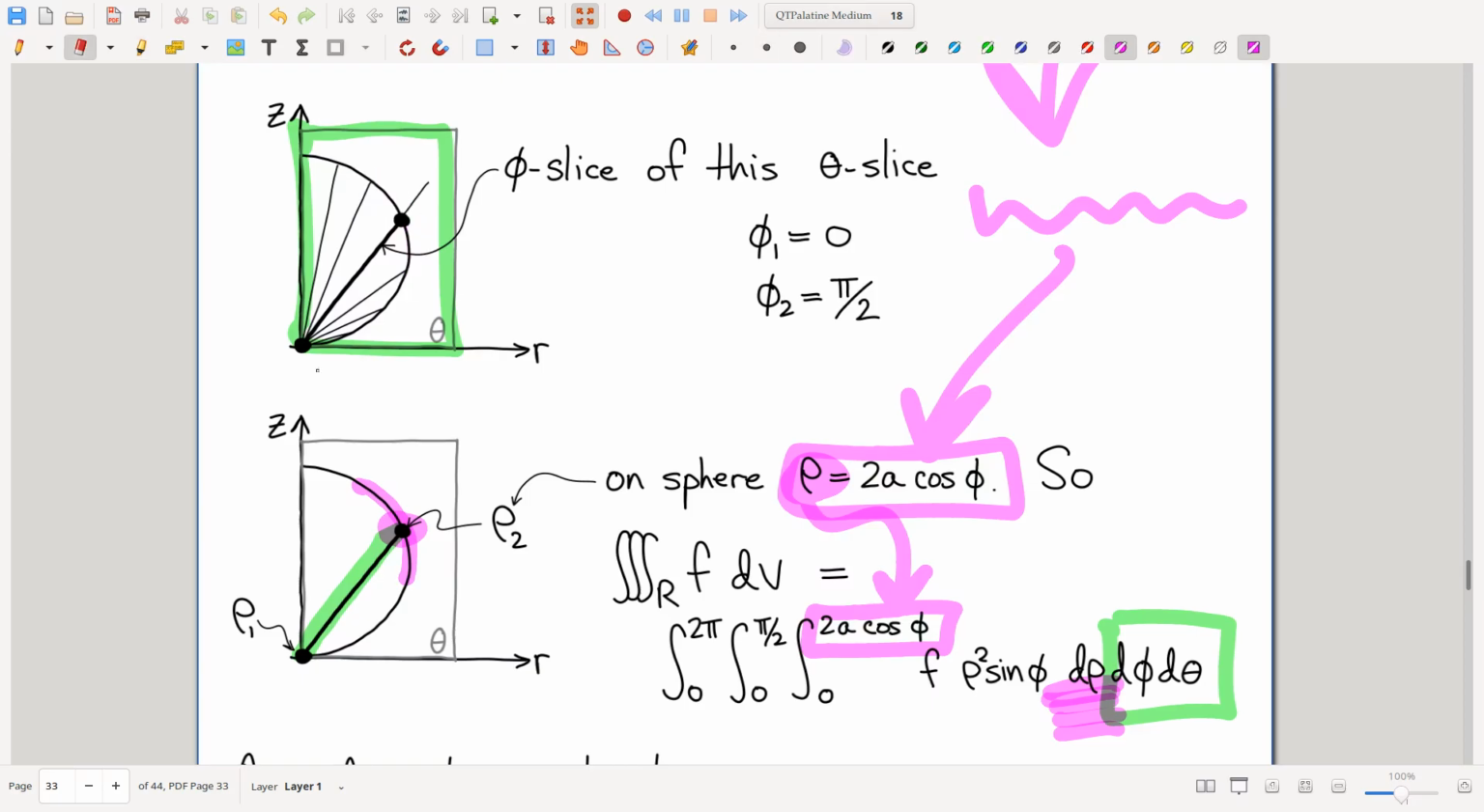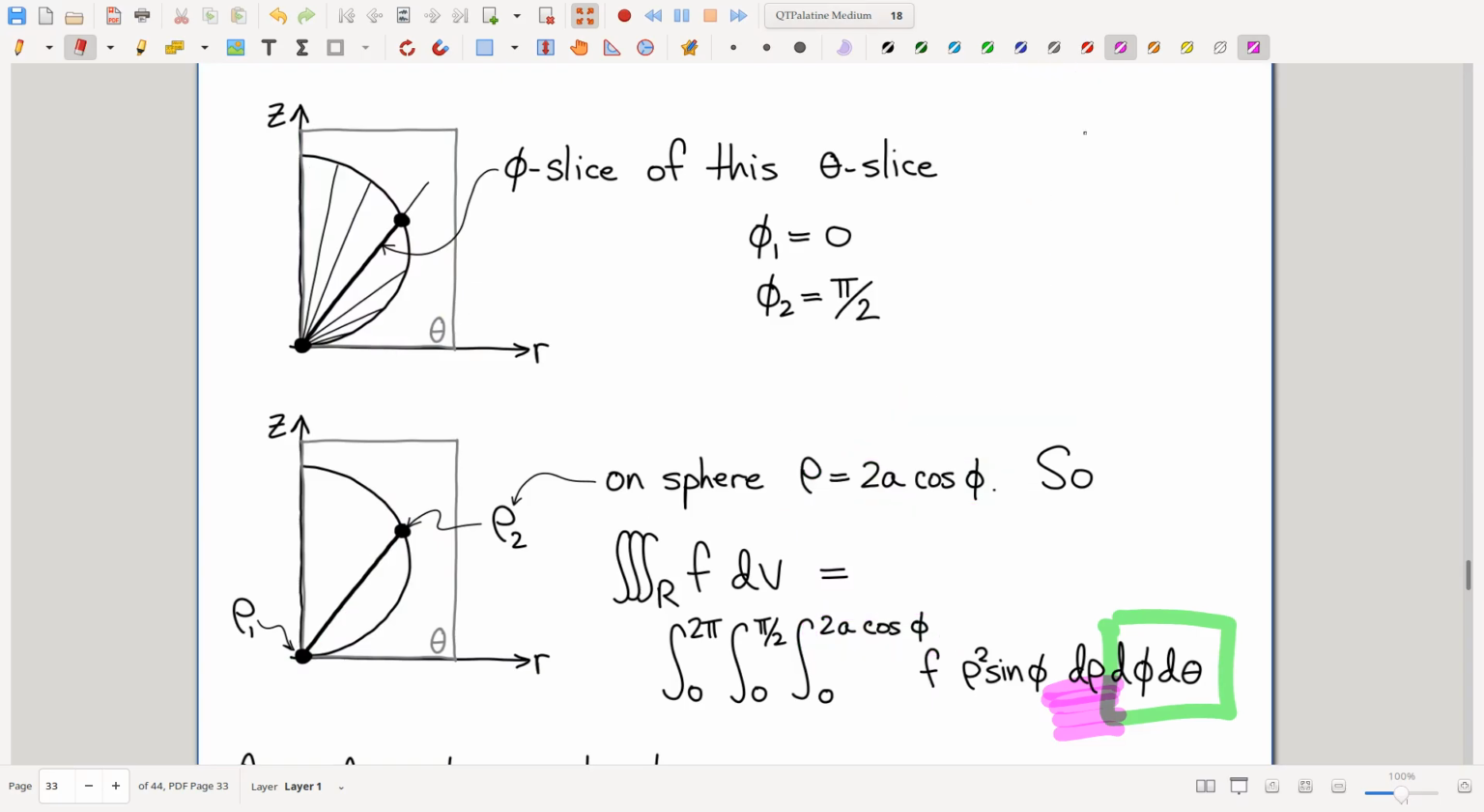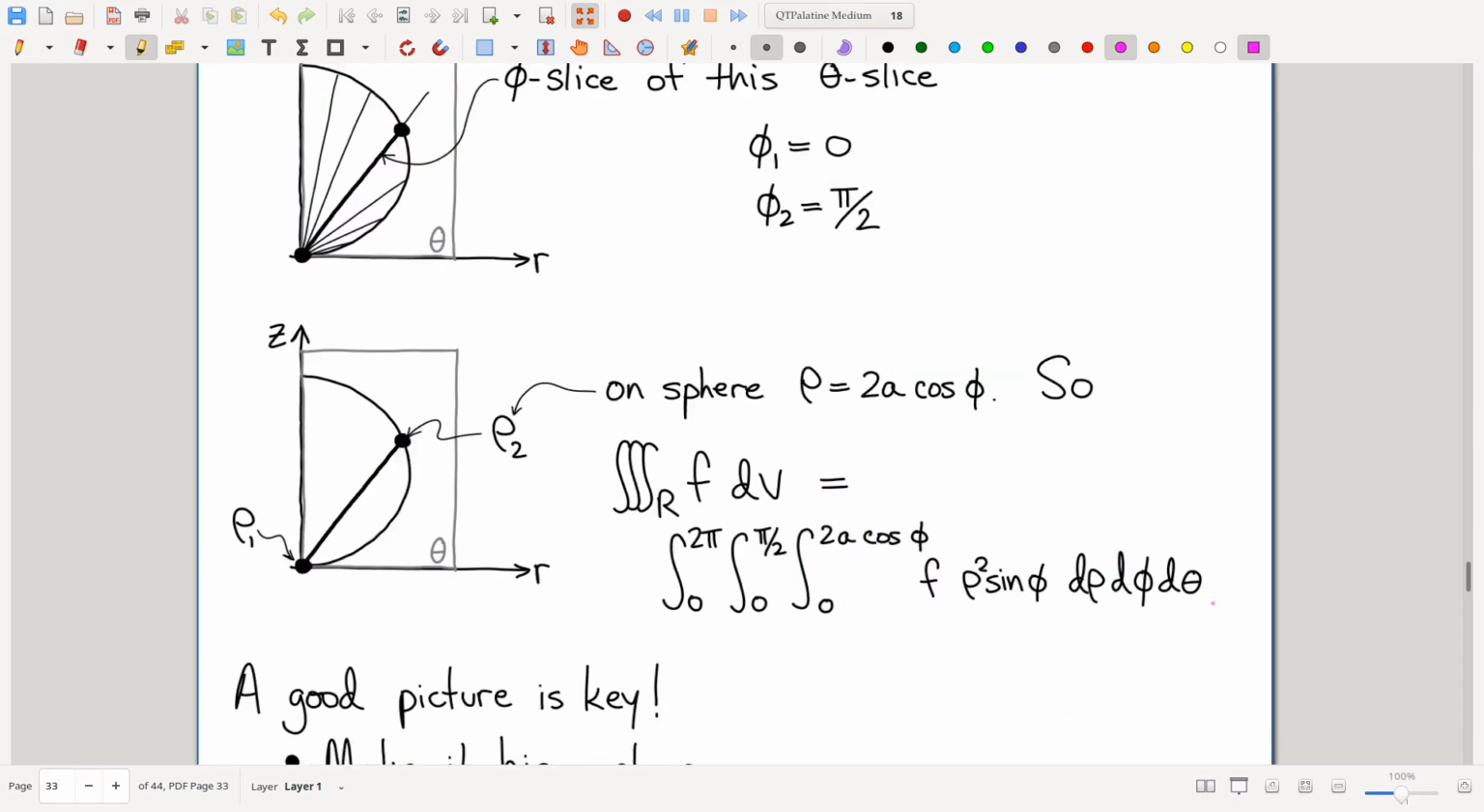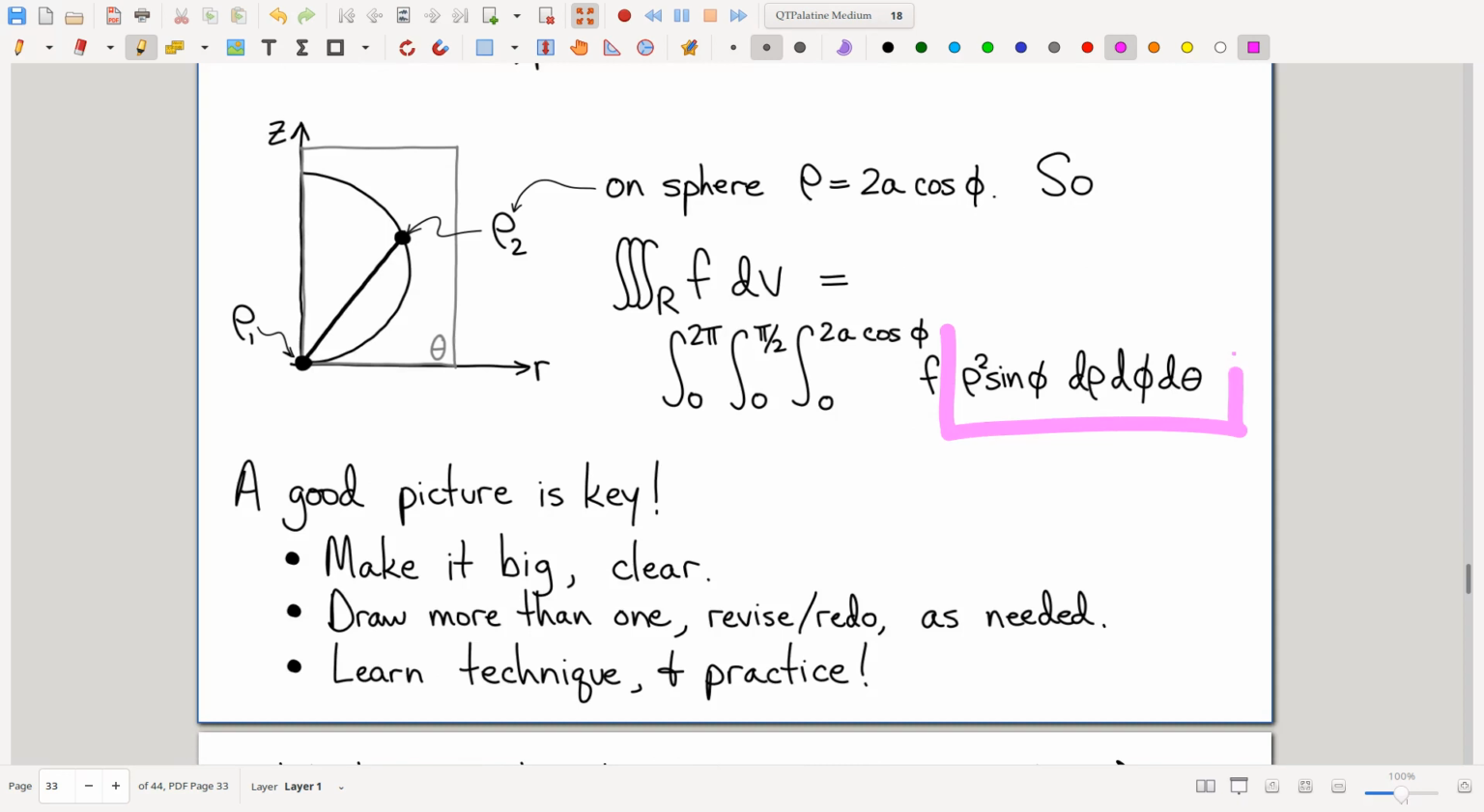Okay. Now I'm going to make a claim. Again, I can't justify it because I have these notes written in advance, but I claim that I wrote this all down all at once: rho squared sine phi d rho d phi d theta, all together. Don't forget that stretching factor. I can't emphasize it enough. That's points, right? Get those points. Lock them up.